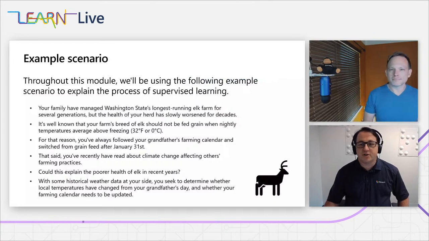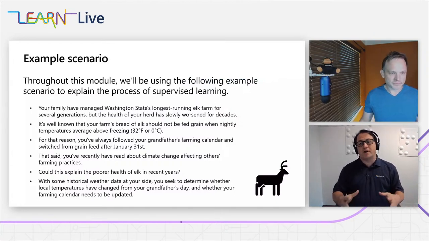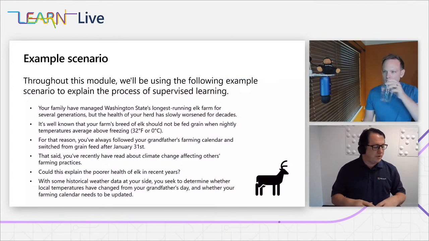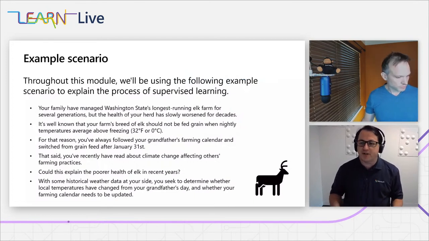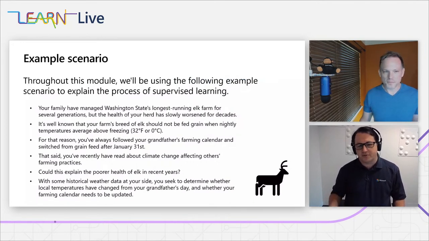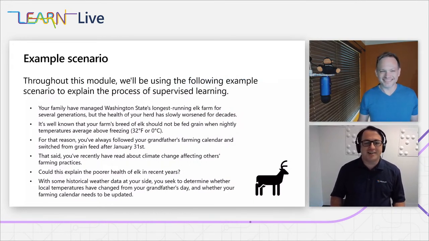Oh yeah, of course. So just like last week, we have a scenario that we're running through. And in this case, we're doing a scenario based on a farm that's based in Washington State. And it's an elk farm that's been held onto for a number of generations. And the farmers there had known that normally you don't feed the grain to the elk when it's a bit too cold. So about 0 degrees Celsius or 32 degrees Fahrenheit if we're using your American units over there, Jason. So we've followed that process, but we've noticed over time that the elk have not been responding well.